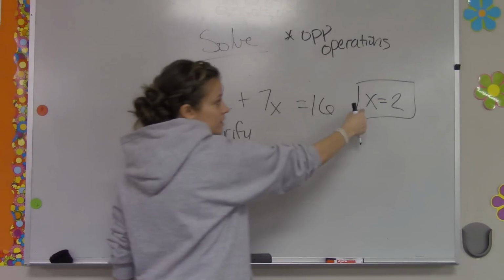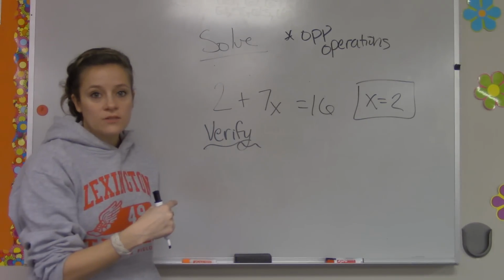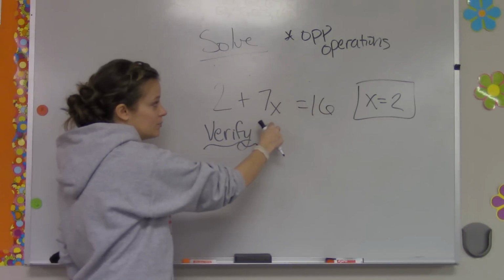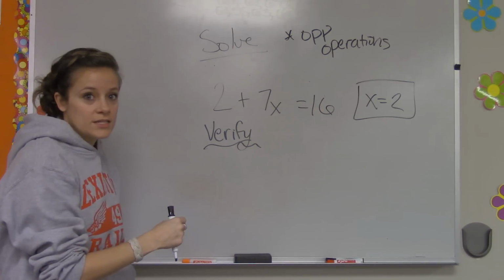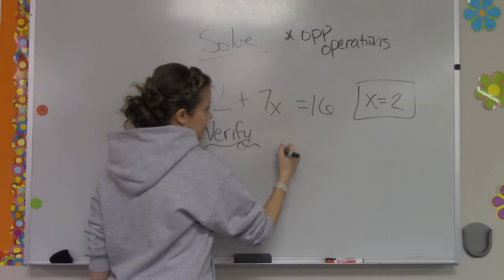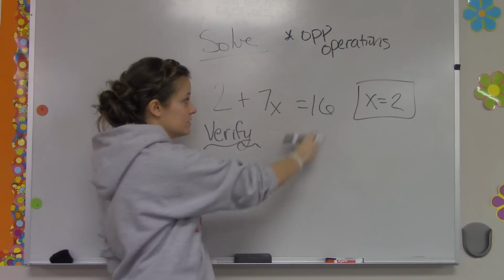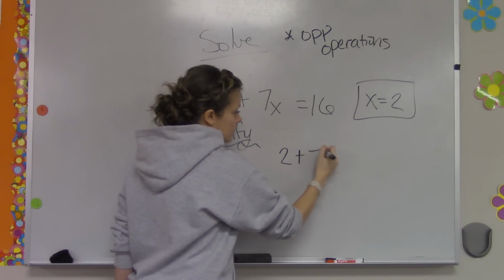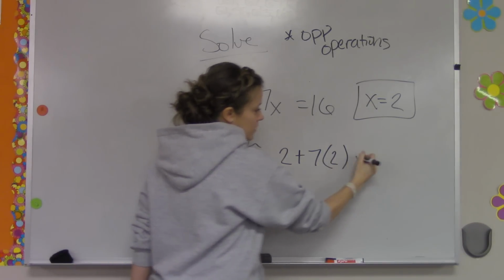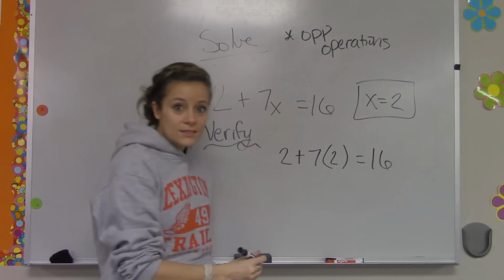All you have to do is evaluate this expression for x equals 2. So you take the 2 and plug it back in where you see the x to make sure that this side really does equal 16. So you have 2 plus 7 times 2. Does that equal 16?